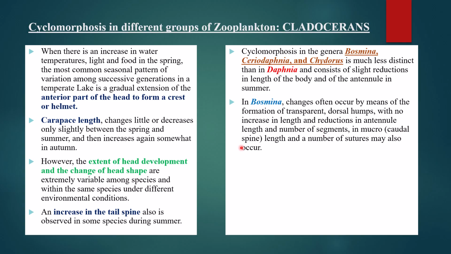So antennule में कोई चेंज नहीं होगा, लेकिन जो आपका बॉडी है उसमें एक डॉर्सल हम्प नजर आता है, and the length and number of segments in mucro, the length and number of sutures may also occur. So caudal spine जो है, that also shows cyclomorphosis in case of Bosmina. These are some of the changes that happen in Cladocerans. And now let's move on to the next slide.